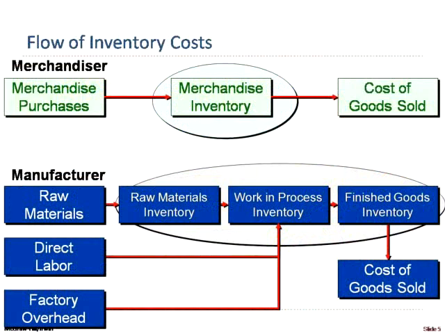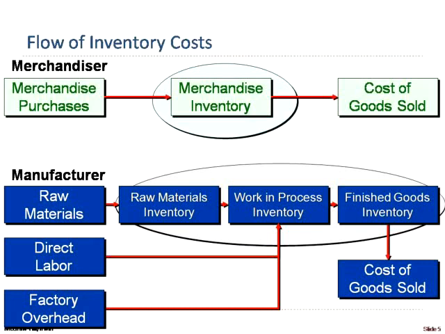Part 1. A merchandiser purchases inventory that is in ready-to-sell condition. When merchandise inventory is purchased, the merchandise inventory account is increased. When the goods are sold, cost of goods sold is increased, and merchandise inventory is decreased.